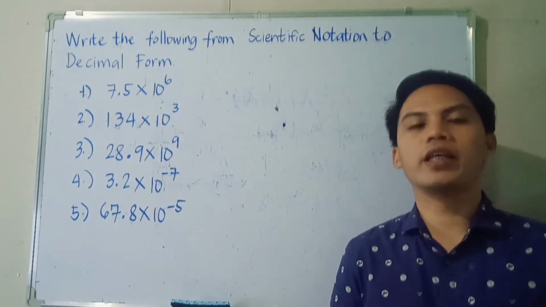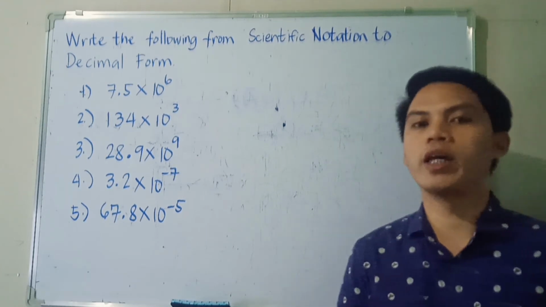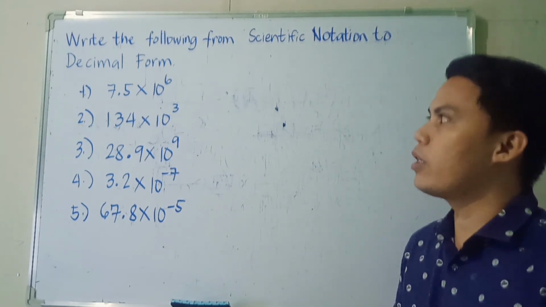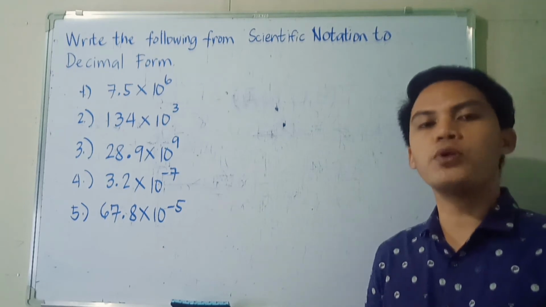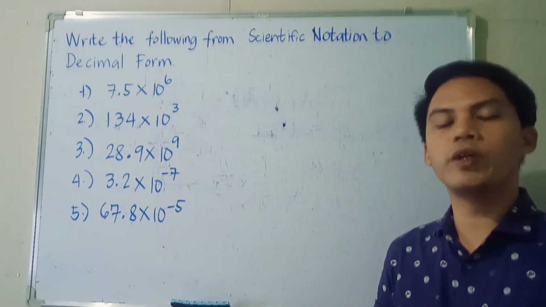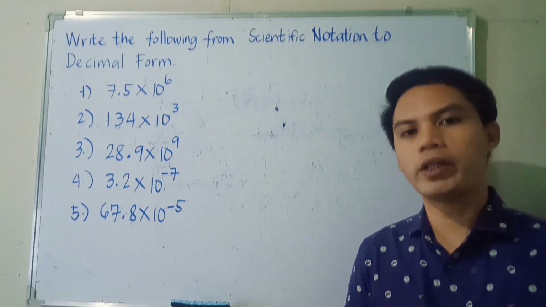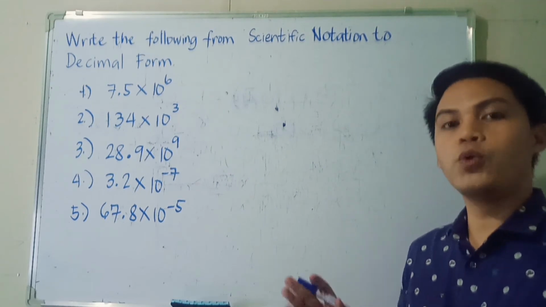Now, babalik na rin naman natin from scientific notation to decimal form. So, ano yung gagawin natin? We have here the first example. We have 7.5 times 10 raised to the power of 6. So, ito lang yung tatandaan natin. Pag yung exponent is positive, we're going to move the decimal point from left to right. Okay? Pag yung exponent naman ay negative, we're going to move the decimal point from right to left.